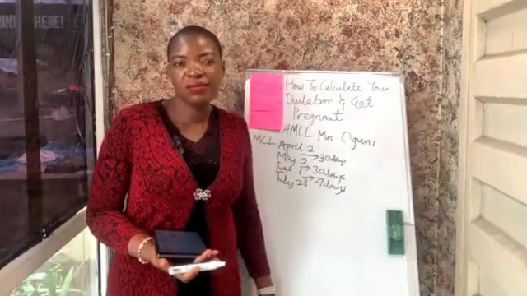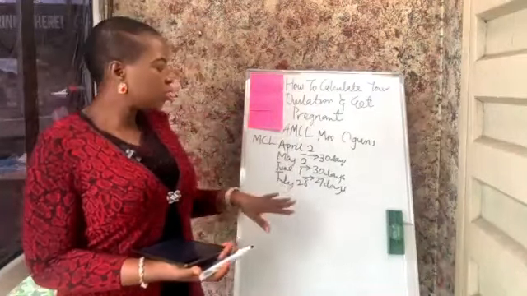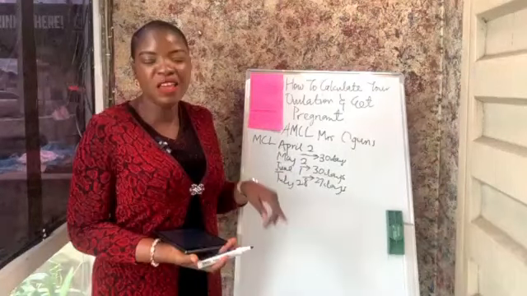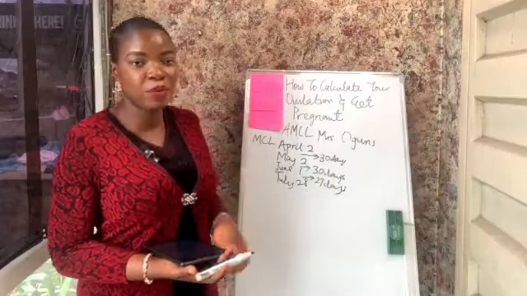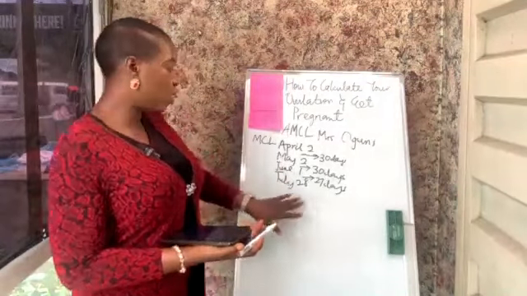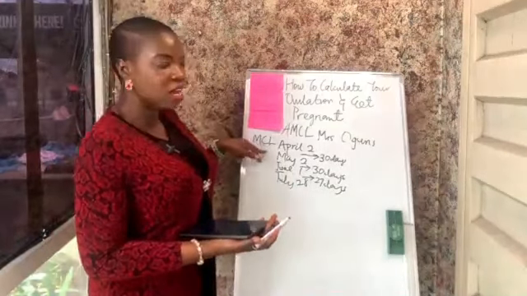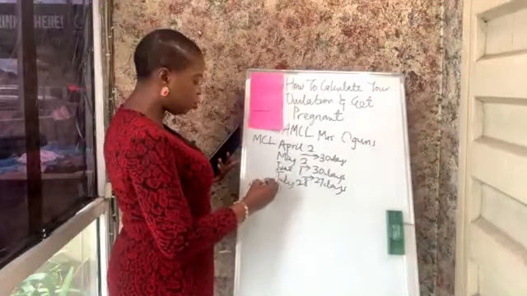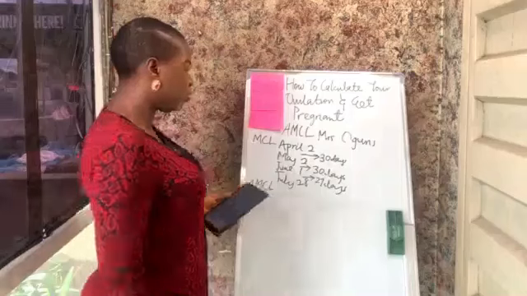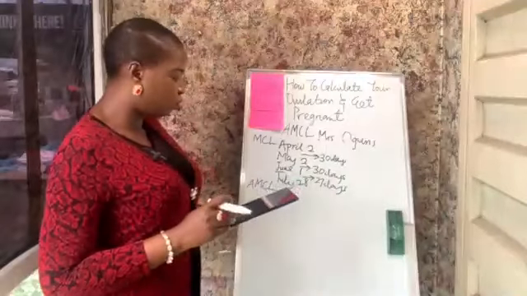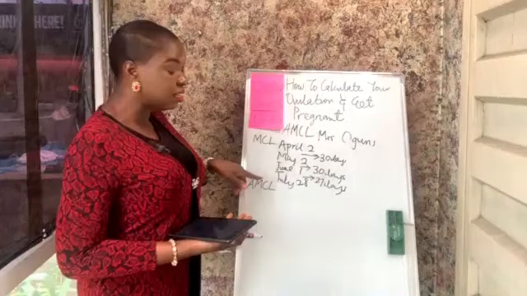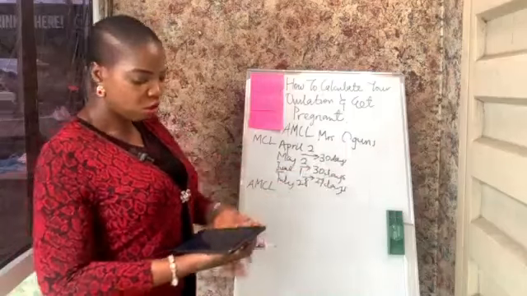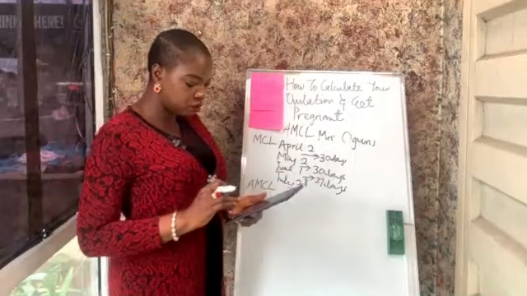You get it? So this is what you're supposed to do. Keep track of your menstruation dates. If you are trying to conceive, keep track of it. It will help you a lot. So we are going to calculate. Now we know our menstrual cycle length for Mrs. Oguns. We are going to look at our average menstrual cycle length, which is based on the 3 cycles that we already have. So we can go on now to calculate this.